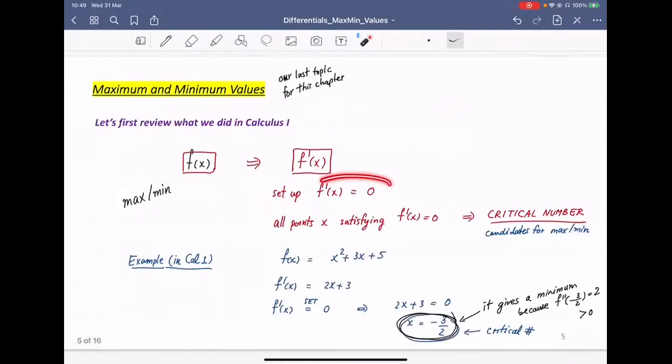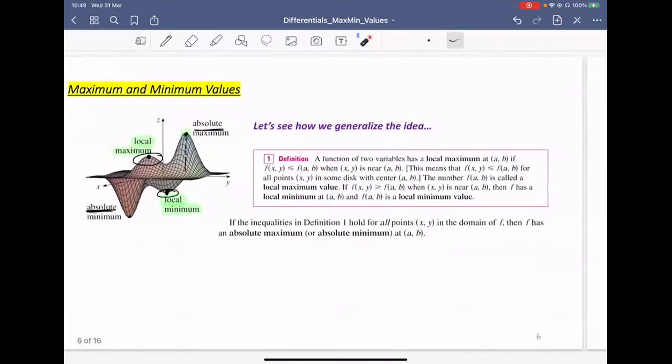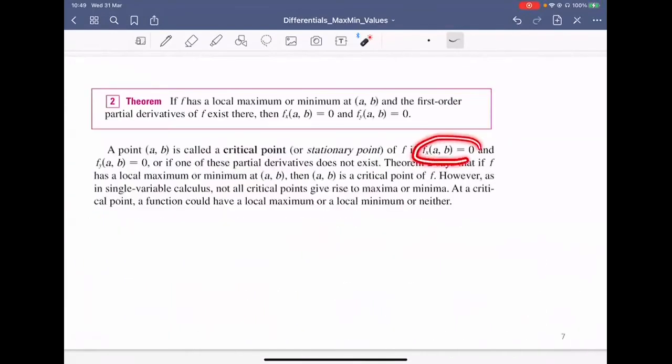So in calculus 1, the number where you compute f prime x equal to 0 is called a critical number. This is in 1 dimension. In 2 dimensions, if the partial derivative of f with respect to x is equal to 0 and the partial derivative of f with respect to y equal to 0, you call that thing a critical point. We are not going to call it a critical number anymore because this is going to be a point. So we call it a critical point because you are looking at the point (a, b).